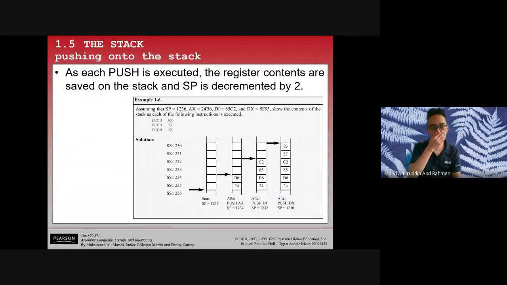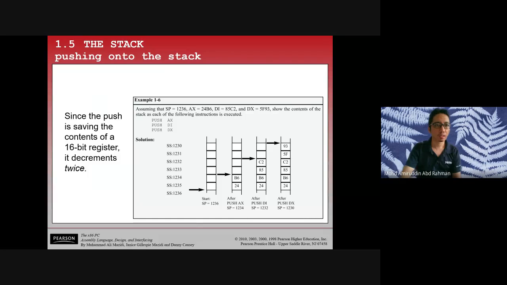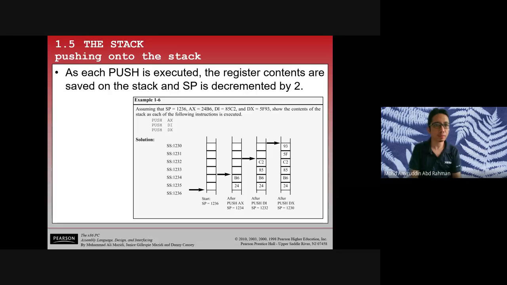Okay, so we look at this example. As each push is executed, the register contents are saved on the stack and SP is decremented by 2. For example, SP is 1236, AX is 24B6, DI is 85C2, and DX is 5F93. These are general purpose registers, and we show the content of the stack as each of the following instructions is executed. First we push AX, then push DI, and also push DX.